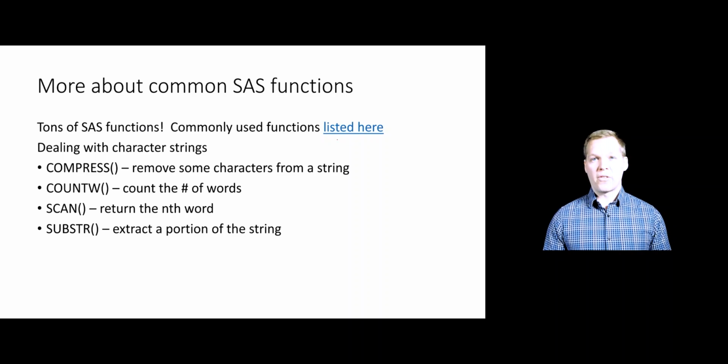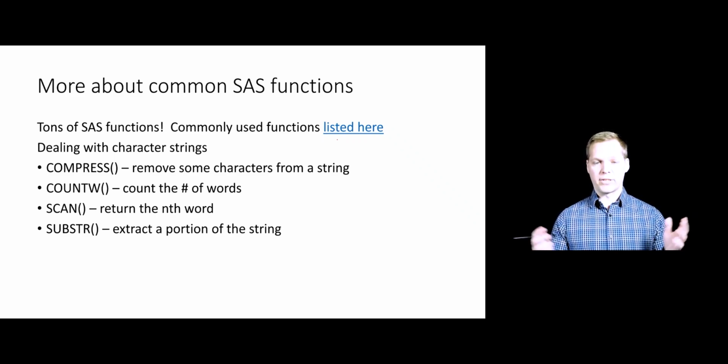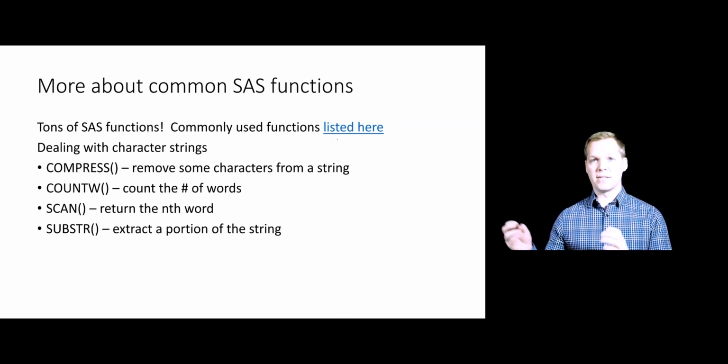Okay, what other SAS functions might we do? We've seen the mathematical functions, of course. Well, there's a lot of different functions that you might use, especially ones that are corresponding to dealing with strings, so character strings of data. There's a whole list of them that you can access at that link. Some of the most commonly used ones would be compress, which removes characters from a string. So maybe you have some spaces in a character string and you want to remove all the spaces. You can do that. CountW will count the number of words or distinct characters within there.